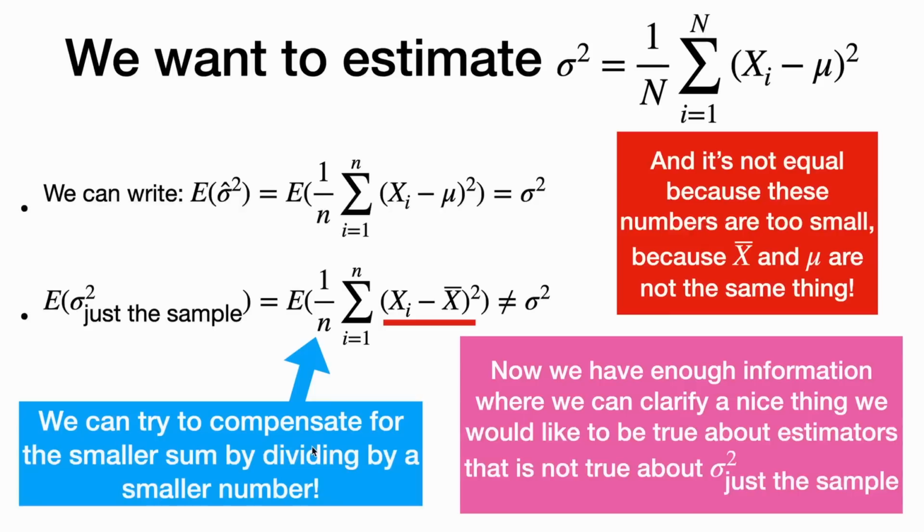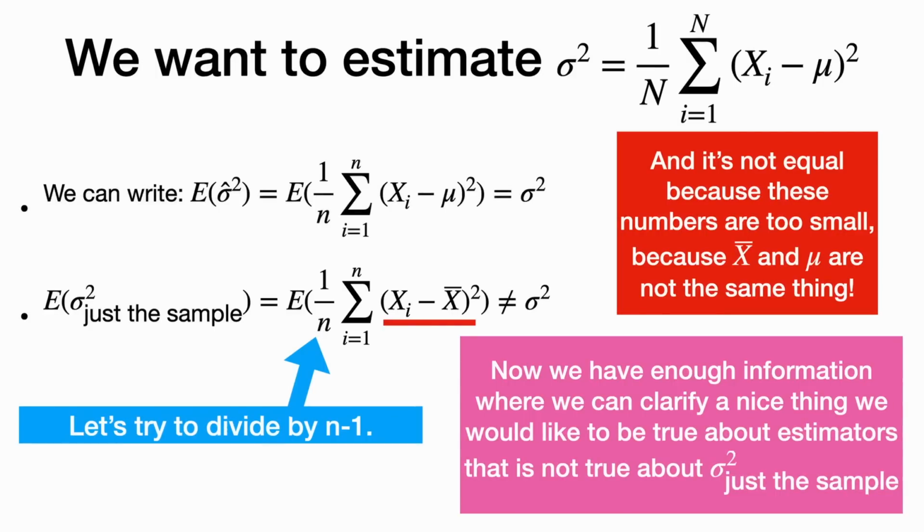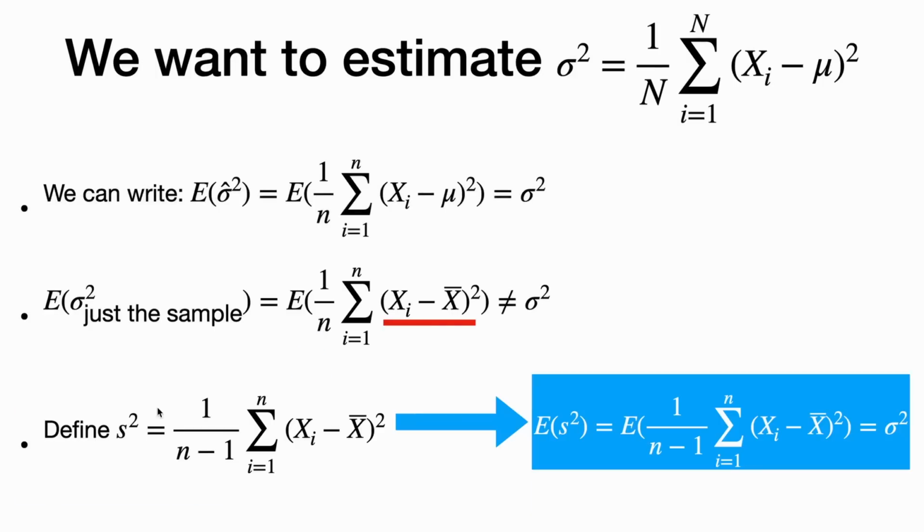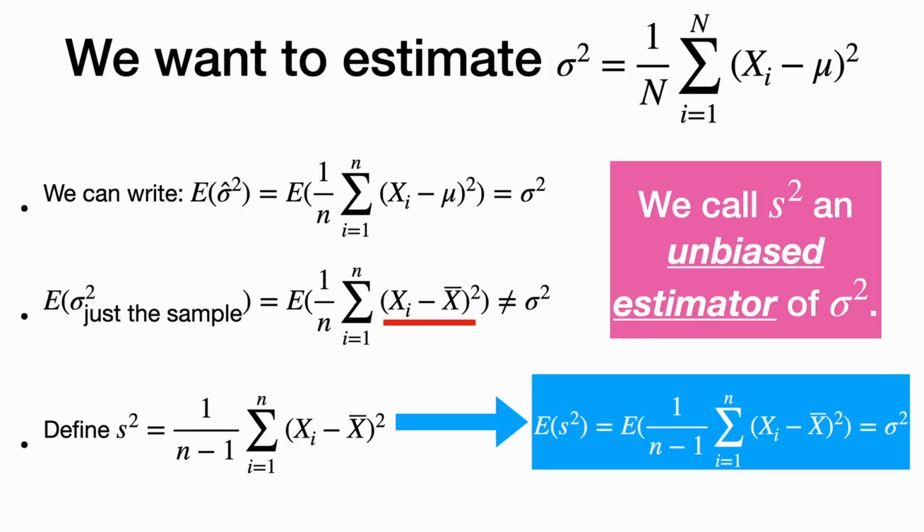And we can try to compensate for the smaller sum here by dividing by a smaller number. So what would happen if instead of using 1 over n, we divide by n minus 1? And miraculously, this works. So if we define s squared, the sample variance, as 1 over n minus 1, the sum of the x_i minus x bar squared, then we can show that the expected value of s squared is sigma squared. So we call s squared an unbiased estimator of sigma squared.